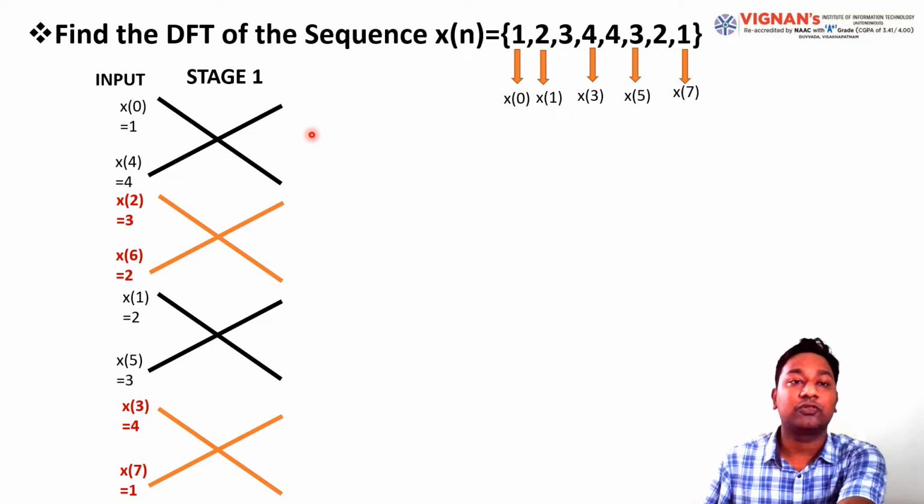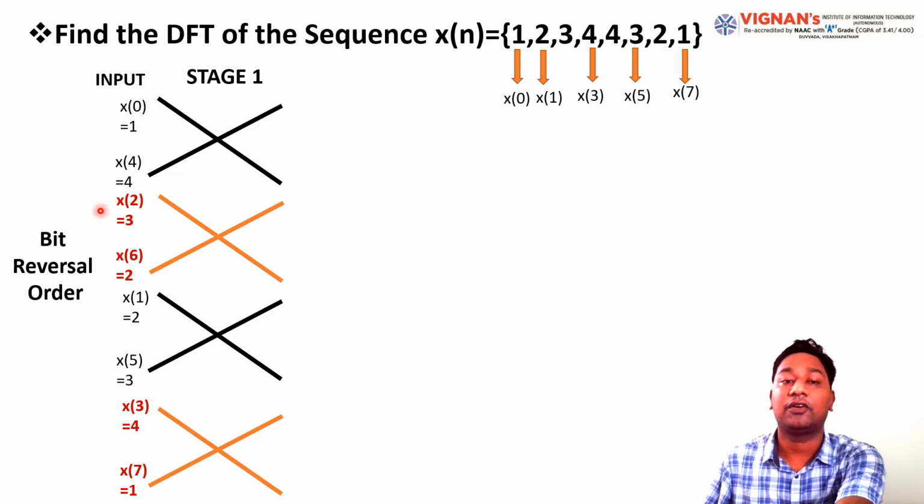So first we'll write the inputs. So what are the values of the input? X of 0 is 1, x of 4 equal to 4, x of 2 equal to 3, x of 6 equal to 2, and similarly x of 1, x of 5, x of 3, x of 7. So see 0, 4, 2, 6, 1, 5, 3, 7. So the input is in bit reversal order.